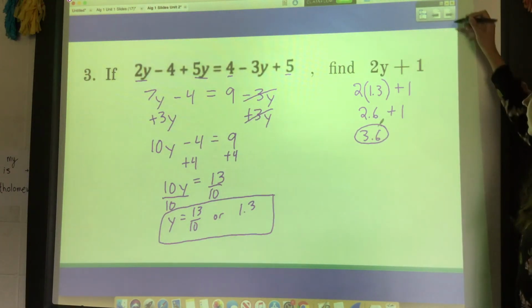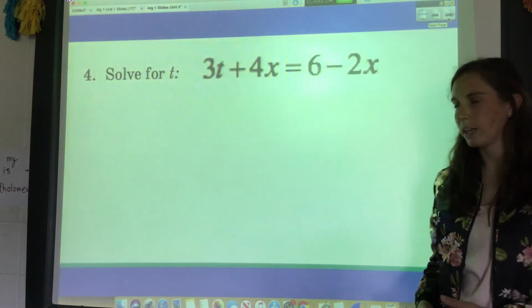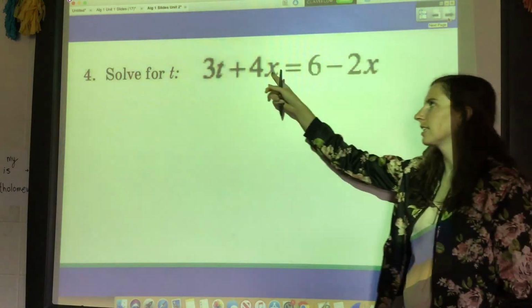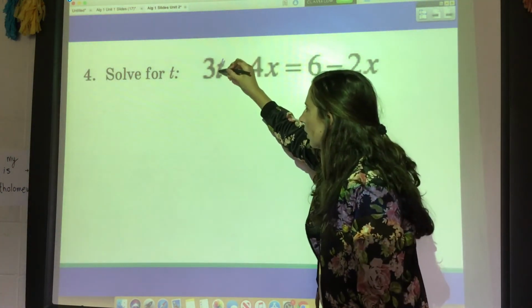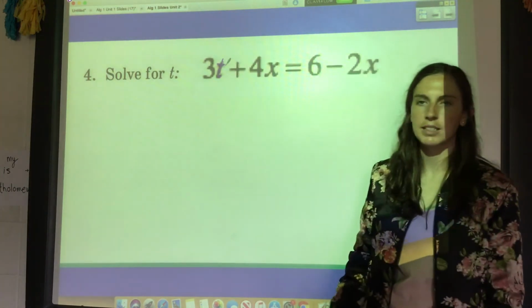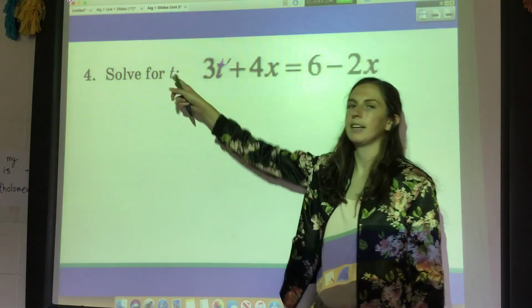Okay, let's try another one. This one's a little weird. This one has x's in it and a t. Sorry, that looks kind of weird, but I like to put a little hook on the t so it doesn't look like a plus sign. But the problem asks me to solve for t.